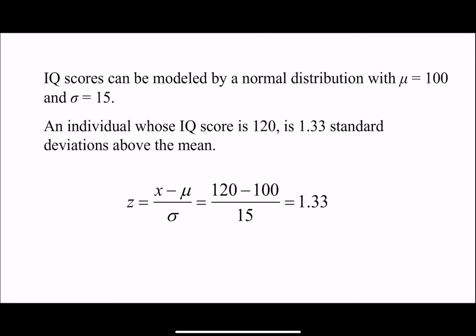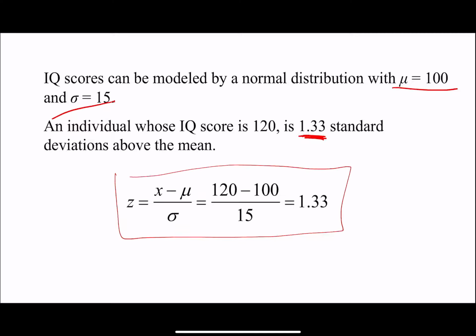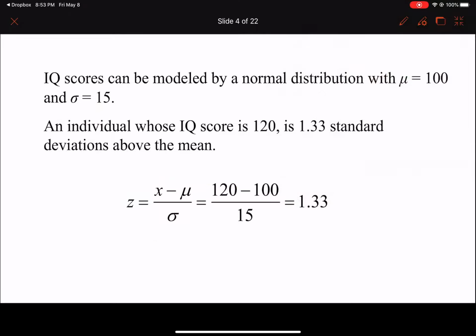Okay. So IQ scores can be modeled by a normal distribution with mu of 100 and standard deviation of 15. An individual whose IQ score is 120 is 1.33 standard deviations above the mean. So right here, I have normalized that. I have calculated the z-score. I took 120 minus 100 and then divided by 15, and I got that z-score of 1.33. We've been calculating z-scores for a while here, so this should be something super simple for you.